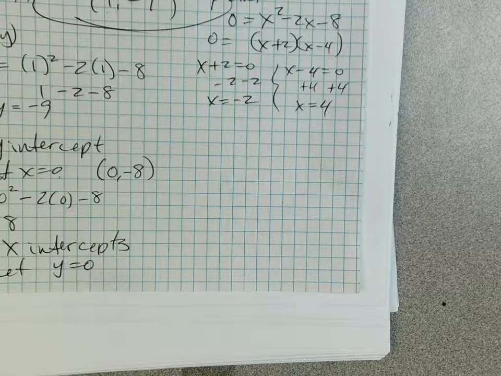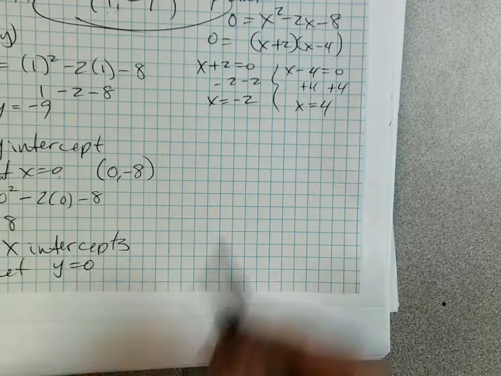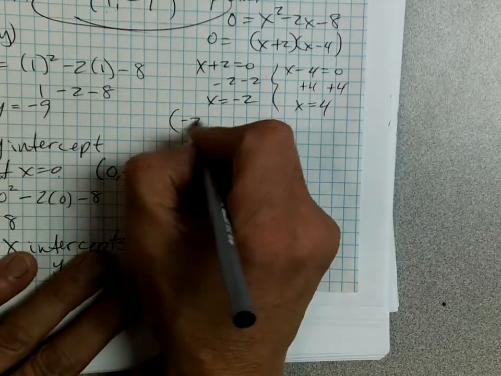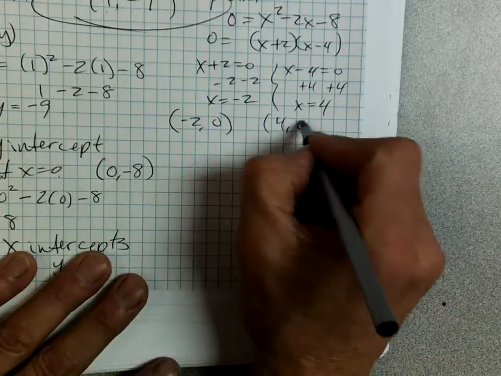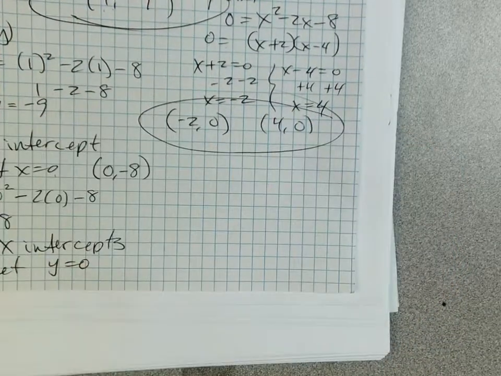So now check it out. If I were to plug in 4, guess what answer I'd get? 0. You could try it if you want to. If I plugged in negative 2, guess what I'd get? 0. So these are my x-intercepts at (negative 2, 0) and at (4, 0). I'm going to circle those, and then I'm going to start graphing. Yes, question.